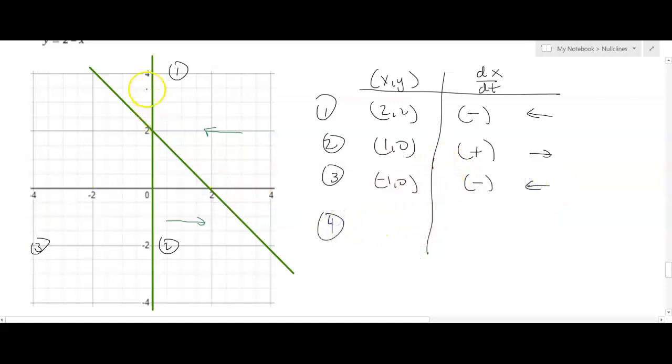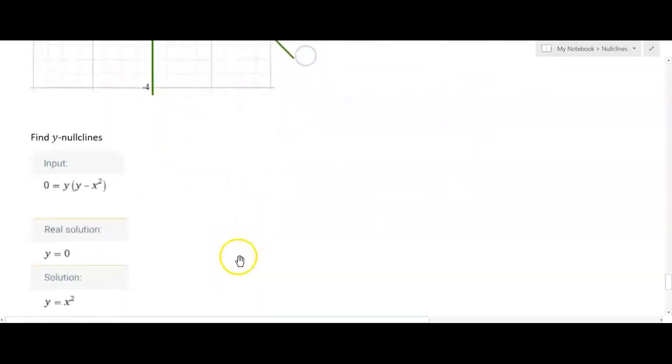And region 4, which is here, if I pick something like 1, 1, 4, then that will be a positive value, and those vectors will point to the right. So here all the vectors point to the left, here all the vectors point to the right. I'm going to repeat this analysis. This is just my x nullcline. I'm going to do my y nullcline analysis now.